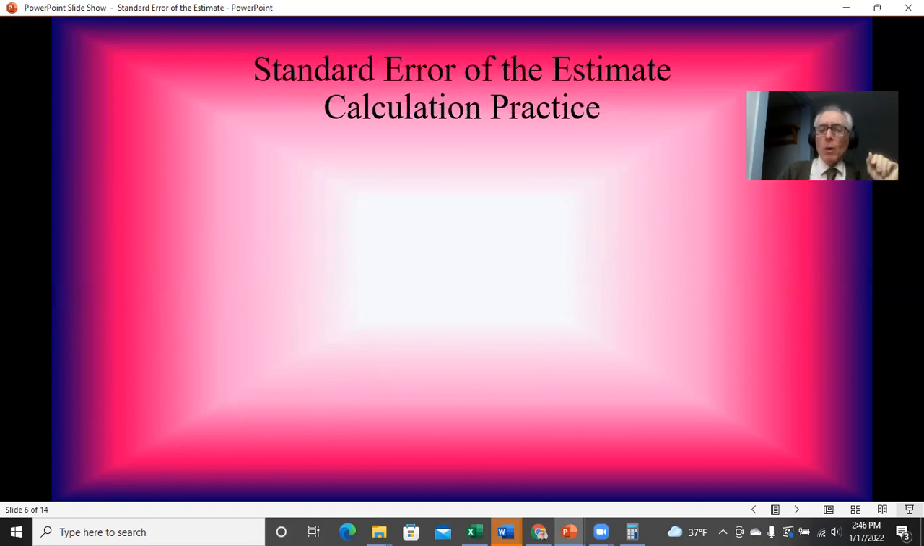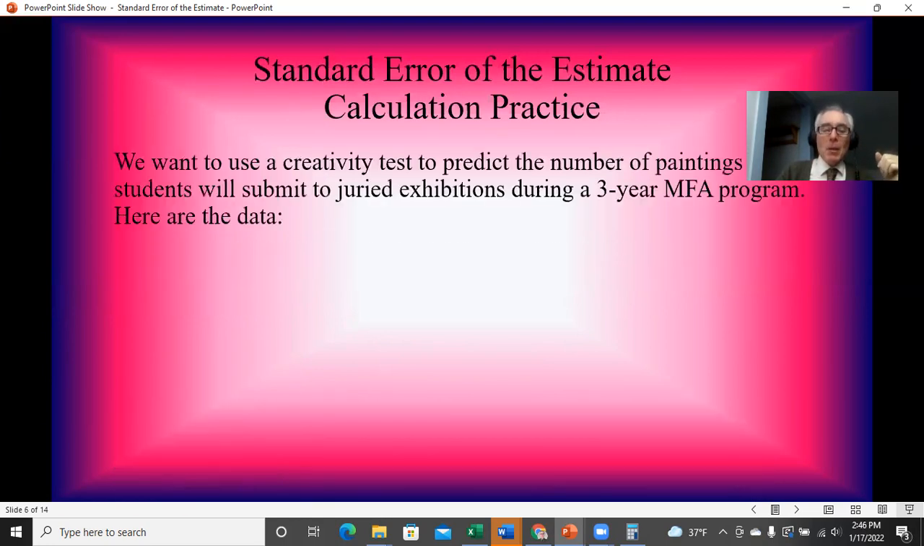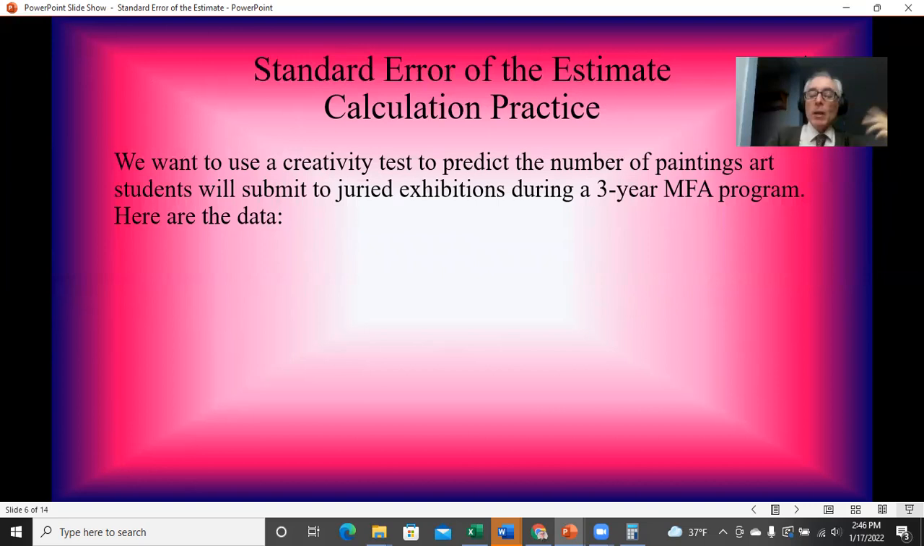So we're going to do one more slowly together. And so here we'll do something a little happier. We have students applying to an MFA program, specializing in painting, and we want to have some estimate of how successful they're going to be. As an estimate of that, we're going to use how many paintings they submit to juried exhibitions during the 3 years of the MFA program.